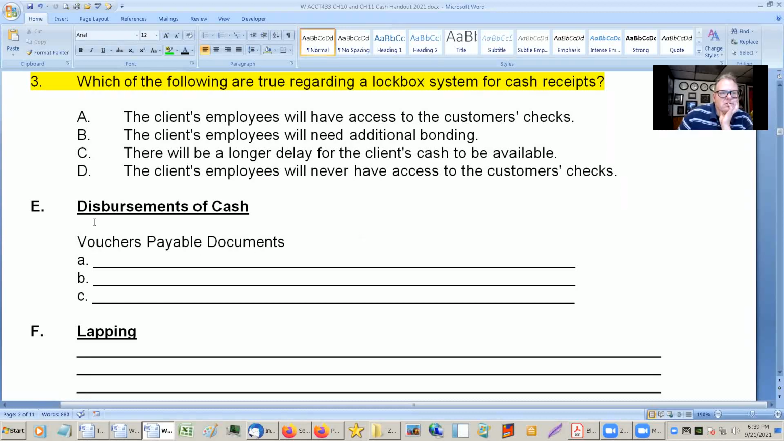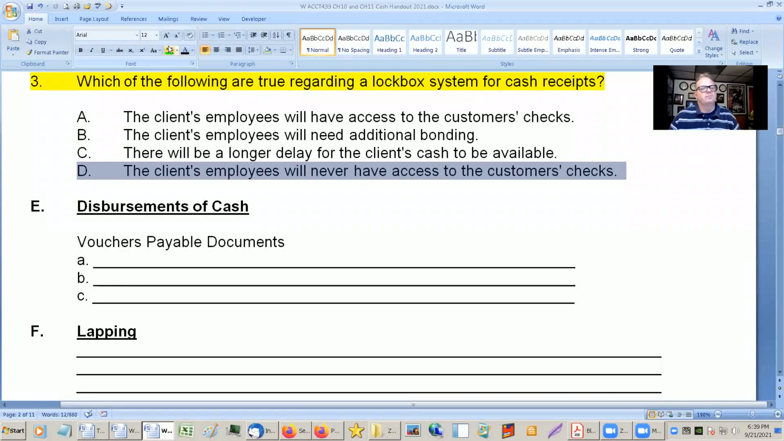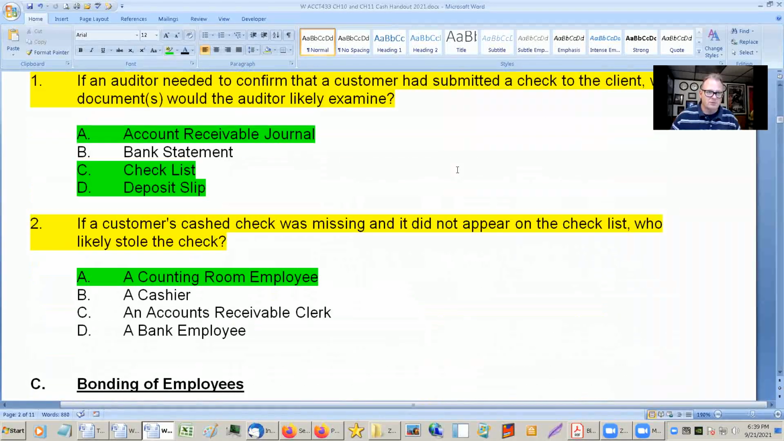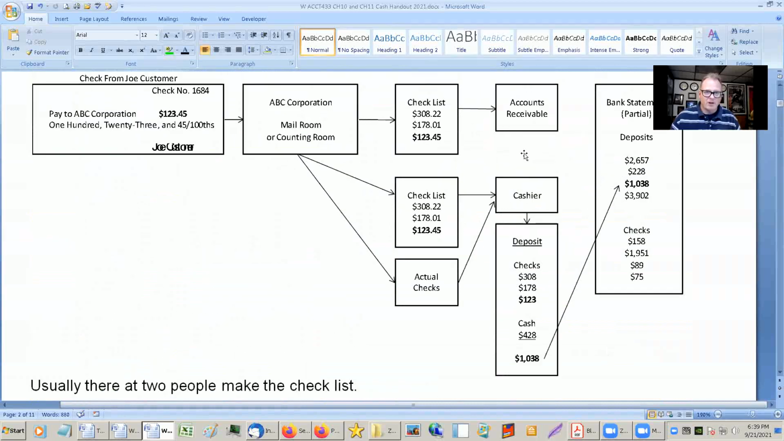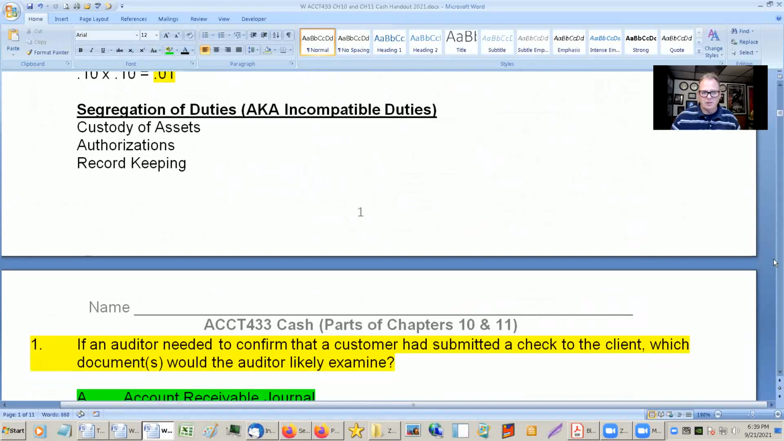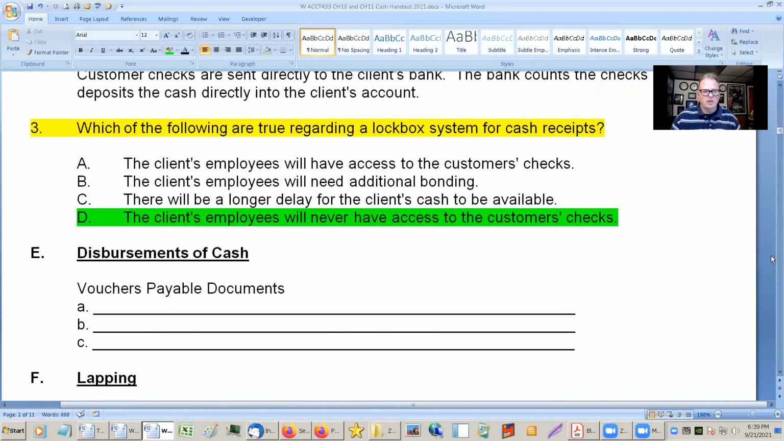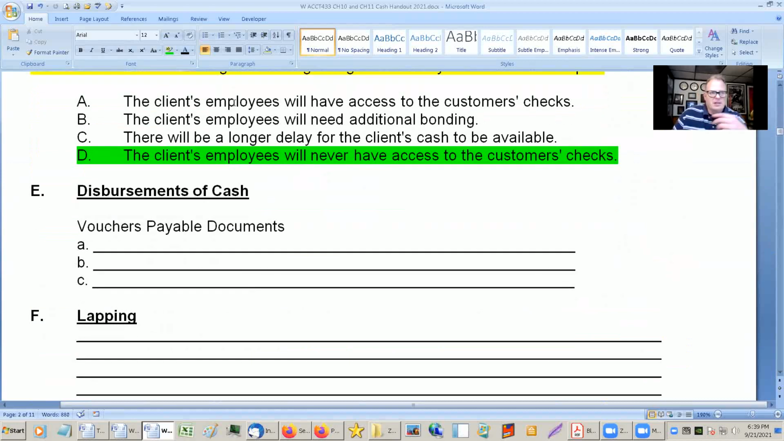Is it the D, the client's employee will never have access to customer's check? Yeah, D. The client's employees will never have access to customers' checks. And that's part of the beauty of it, right? You know, you got all these people up here involved in it. None of that. You get a list. The list goes to accounts receivable. The client's employees will never have access to the checks.